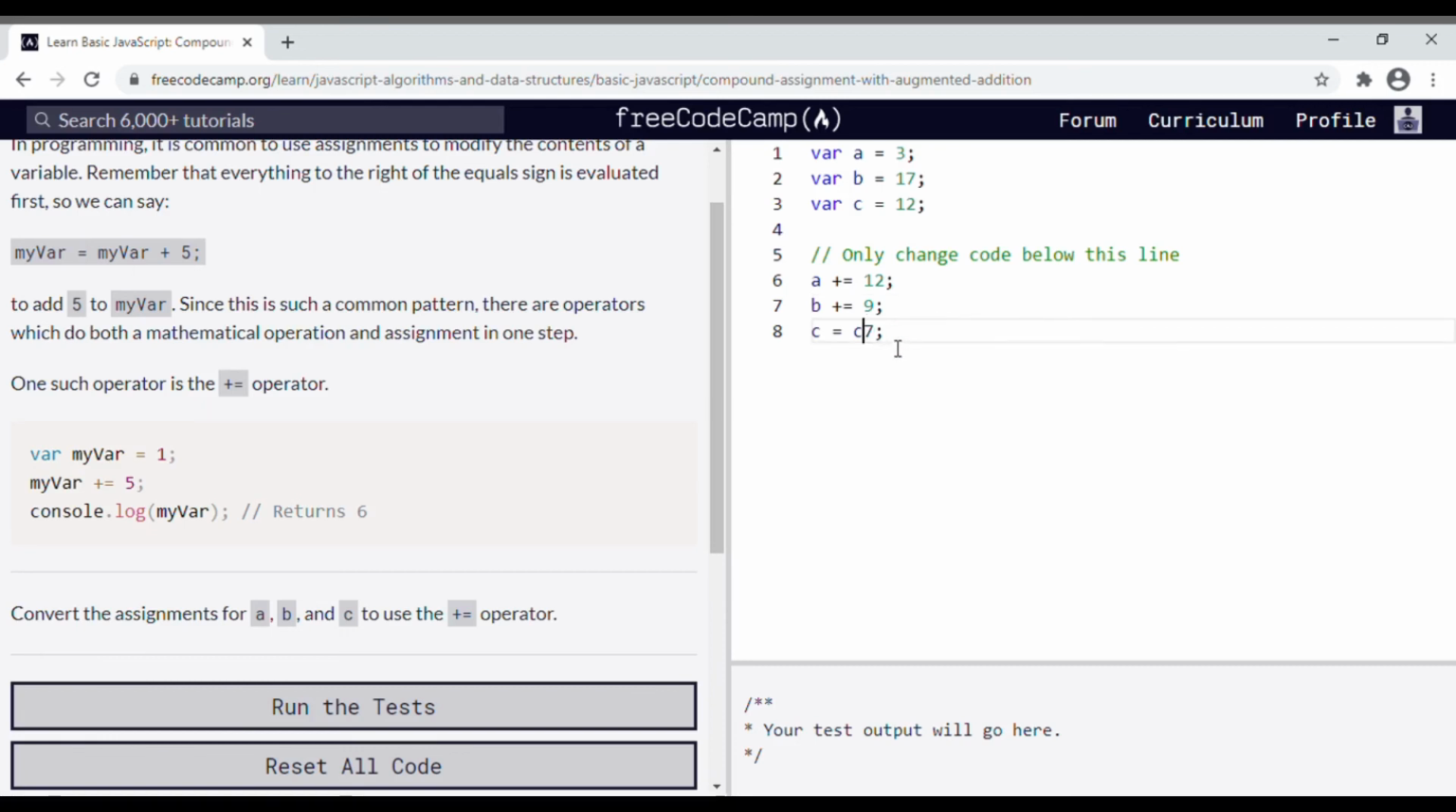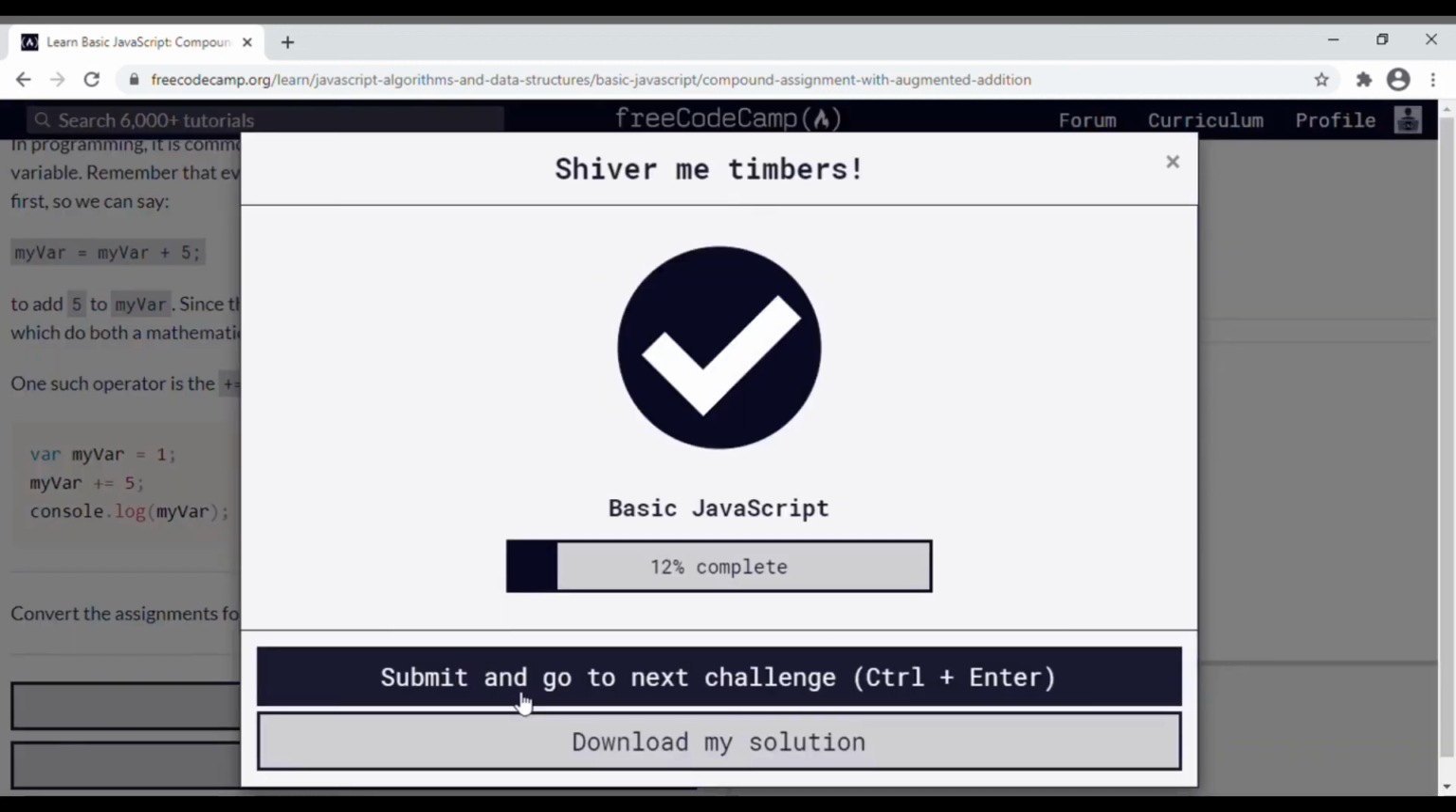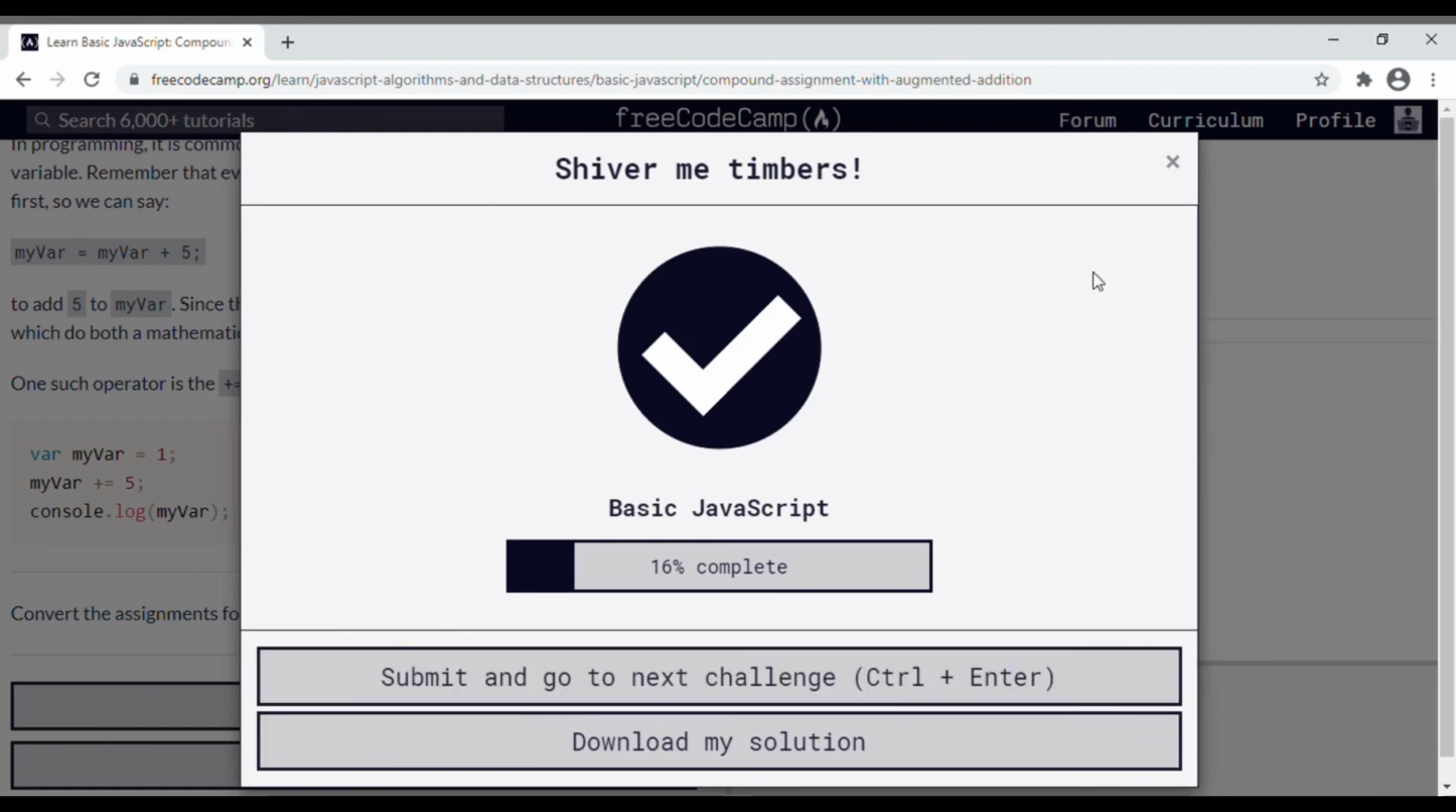They try to confuse us with the second one by putting the b afterwards. But literally, it's just the same sign for all three. And test. Okay, I've done that. Cool.